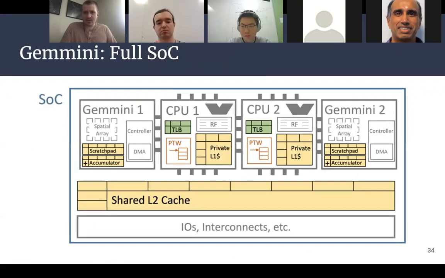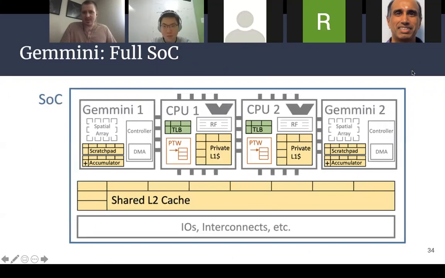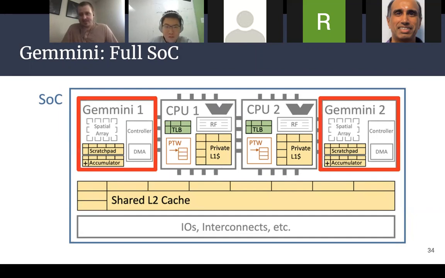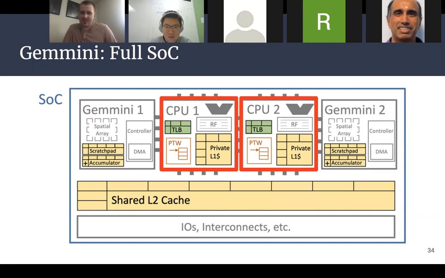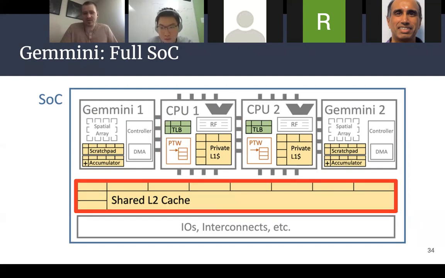Okay, any other questions? Okay. Then zooming out past the accelerator, we have the full SoC. You can have as many Gemminis as you want on an SoC, on a chip. You can have as many host CPUs as you want that are each using their own Gemmini. These all communicate through a shared memory system and a shared cache hierarchy.